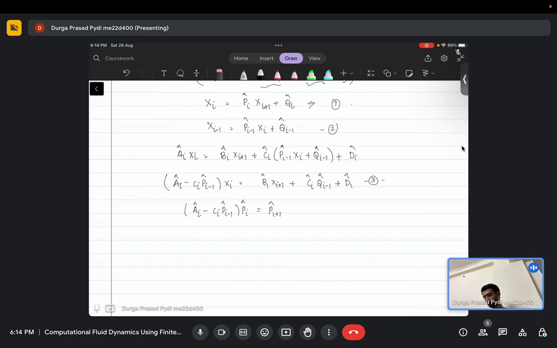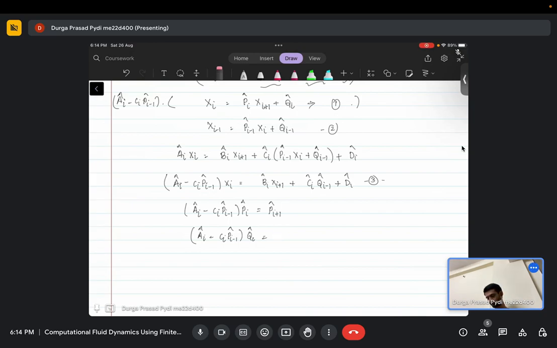So if you multiply equation 1 with this, a hat minus ci pi minus 1 hat, and you compare these two, this is what you get. Similarly, you will have a hat minus ci pi minus 1 hat times qi hat will be your qi plus 1. And similarly, you will get the last equation. So for the constant also you will be getting this. So this is fine.